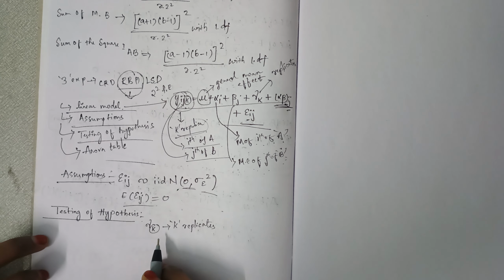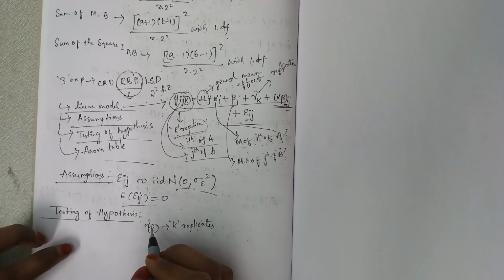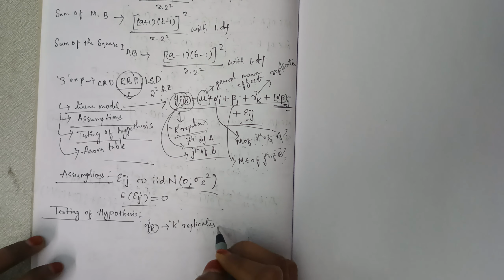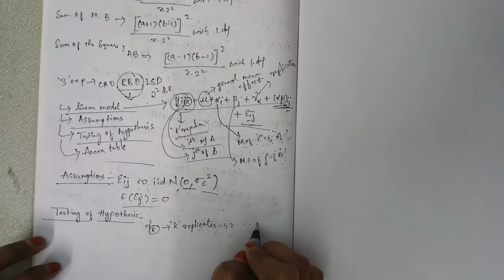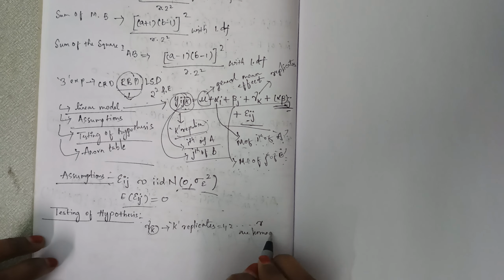Testing of hypothesis. Here we consider gamma k, which is nothing but the k replicates 1, 2 and so on. These replicates are homogeneous.